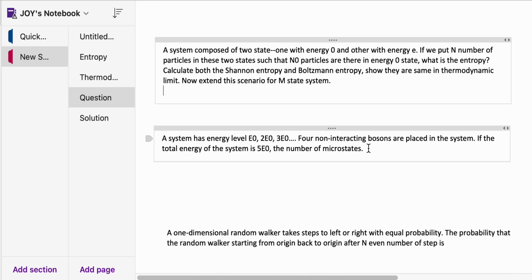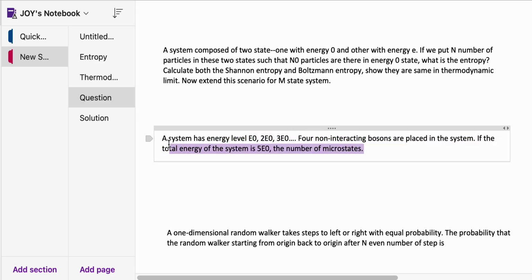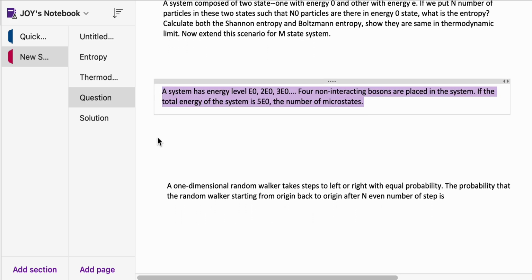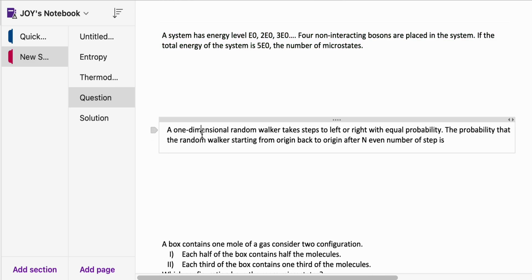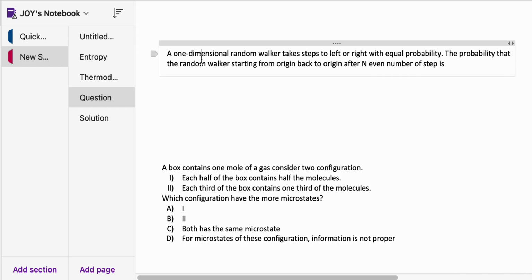The next question is very simple. I will not do this question because it is very simple, and I did all this type of question once in the previous tutorial. Now this other question is an interesting one, so I will solve this question.